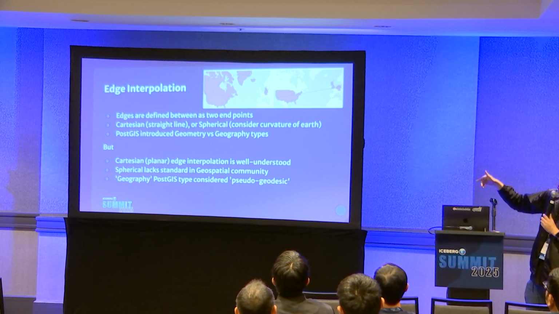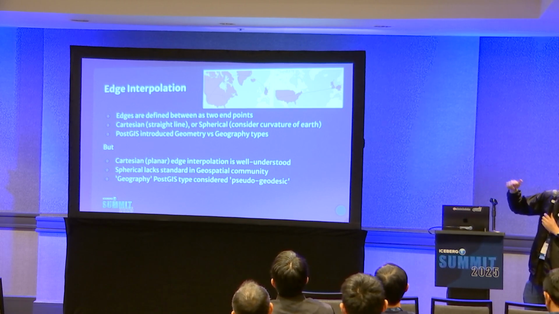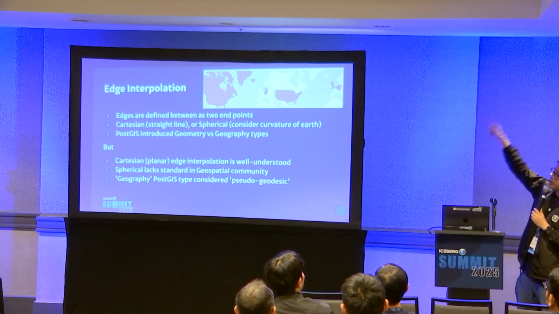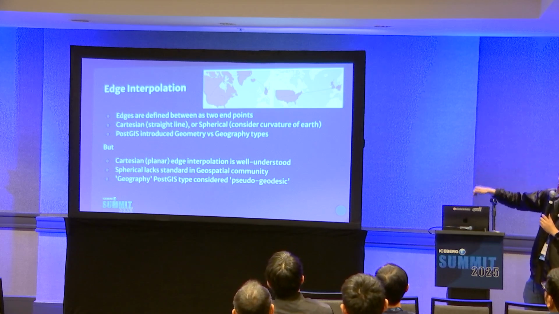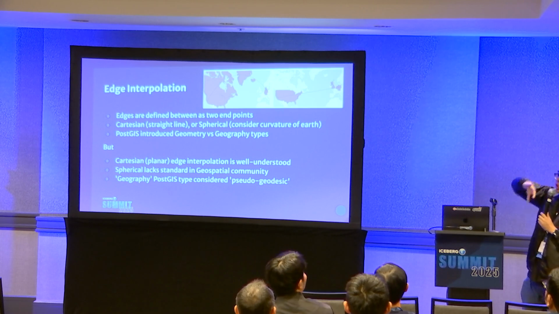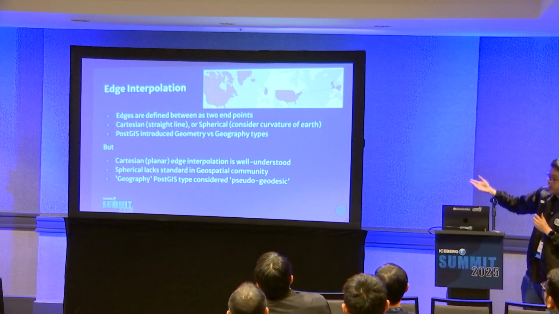So on the right side, you see a line between San Francisco and Berlin is a straight line. That's called a Cartesian edge. But in the real world, if you ever take a flight to Europe, it actually goes kind of across the Arctic Circle through Greenland, Iceland, and goes to Europe. It's because the Earth is actually round, right? So that's called a spherical edge.